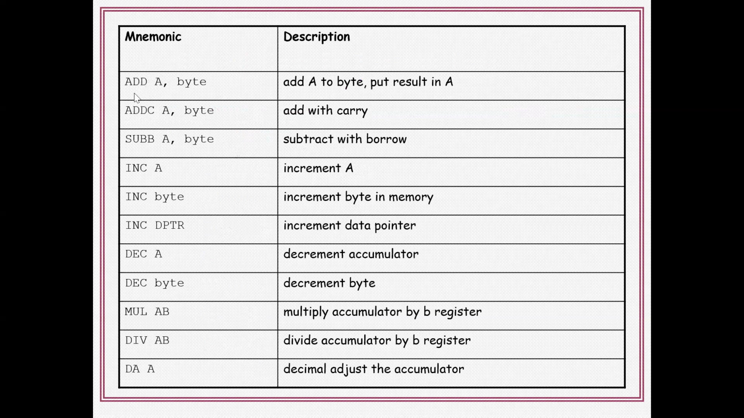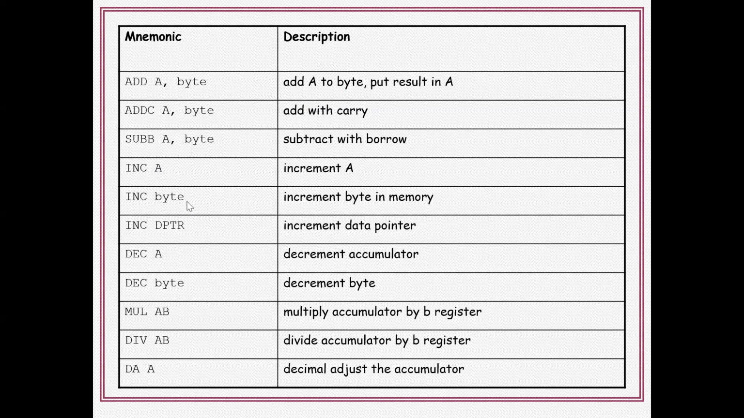The first instruction is ADD A comma byte. So add A to byte and store the result into the accumulator. And add with carry, ADDC. SUBB, subtract with borrow. INC, increment. The specified register here is accumulator, so that increments the content of accumulator.